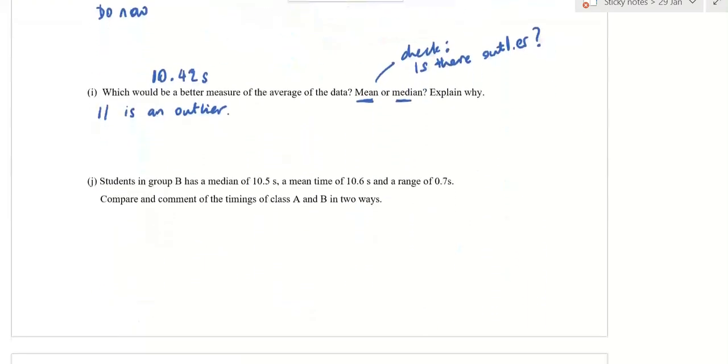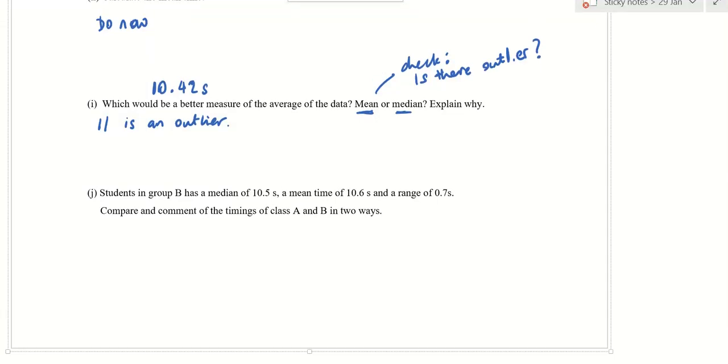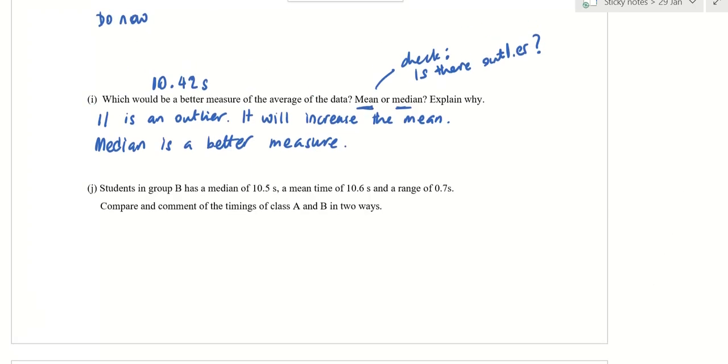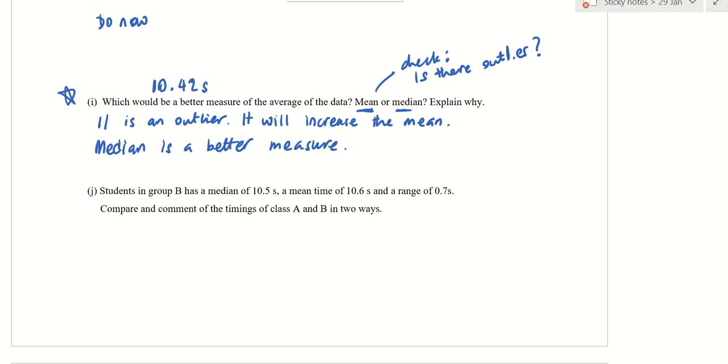Okay, so we have not completed our explanation. 11 is an outlier. It will increase the mean. Median is a better measure. Okay, so put a star for this. Very popular question. In fact, it almost always comes out.